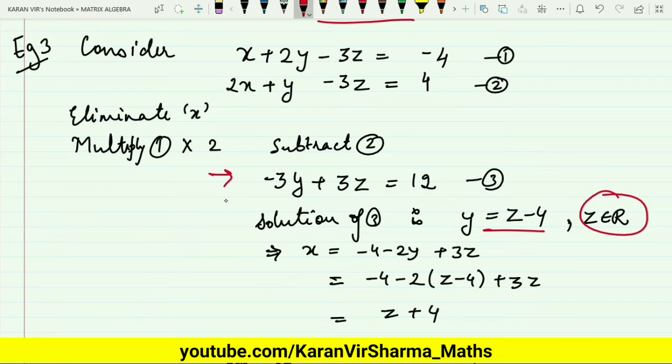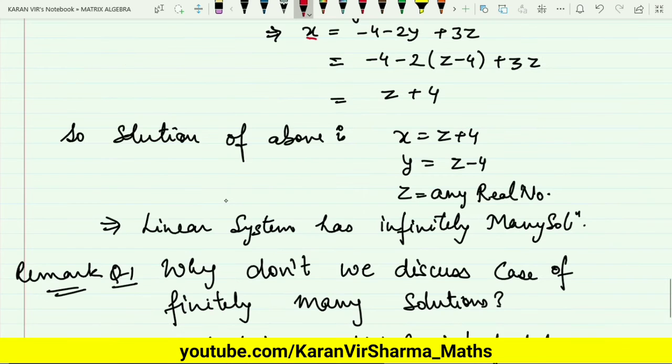Now if you substitute the value of y in either of the two equations, you will get the value of x, and x comes out to be z plus 4. So the solution above is x equals z plus 4, y equals z minus 4, and z can be any real value. If you vary the value of z, you will get various values of x and y. So this linear system has infinitely many solutions.